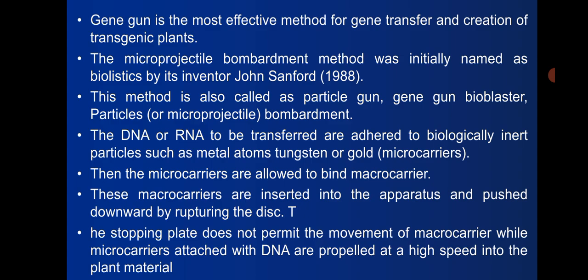The DNA or RNA to be transferred is adhered to biologically inert particles such as metal atoms like tungsten or gold, or sometimes platinum. This is called a microcarrier. Then the microcarriers are allowed to bind with the macrocarrier. So this is the protocol or procedure of this technique. These macrocarriers are inserted into the apparatus and pushed downward by rupturing the disc. The stopping plate does not permit the movement of the macrocarrier, while the microcarriers can easily move and enter the plant materials.